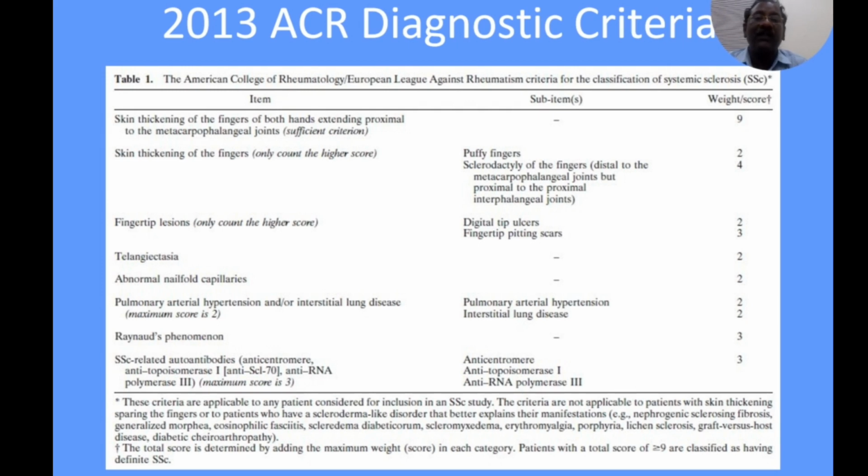Fingertip lesions like digital tip ulcers, 2 points, or fingertip pitting scars, 3 points. Telangiectasia, 2 points. Abnormal nail fold capillaries, 2 points. Pulmonary arterial hypertension, 2 points. ILD, the interstitial lung disease, 2 points. Raynaud's phenomenon, 3 points. And the antibodies, like anti-centromere antibodies, anti-topoisomerase 1 also called Scl-70, or anti-RNA polymerase 3. For one of these 3 antibodies, you can give 3 points. So this is how we diagnose systemic sclerosis according to these points.